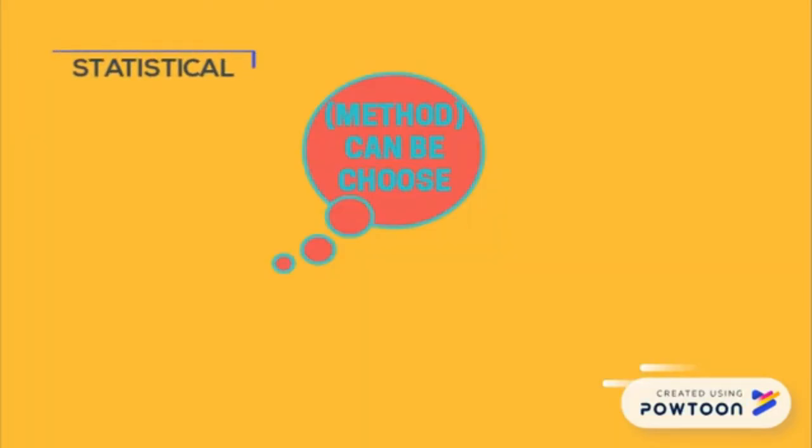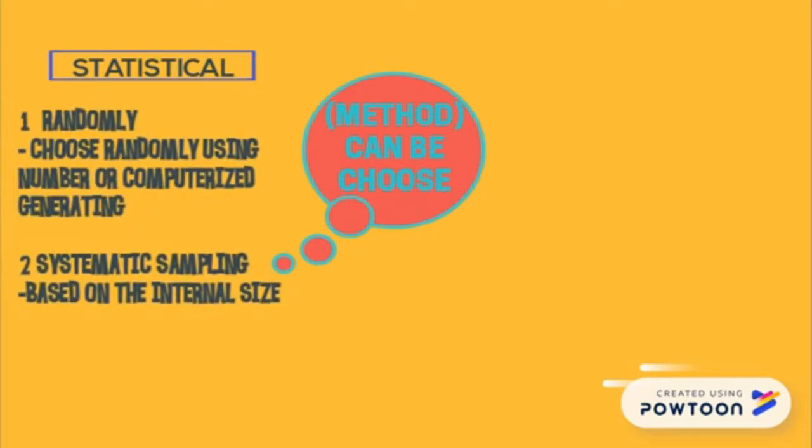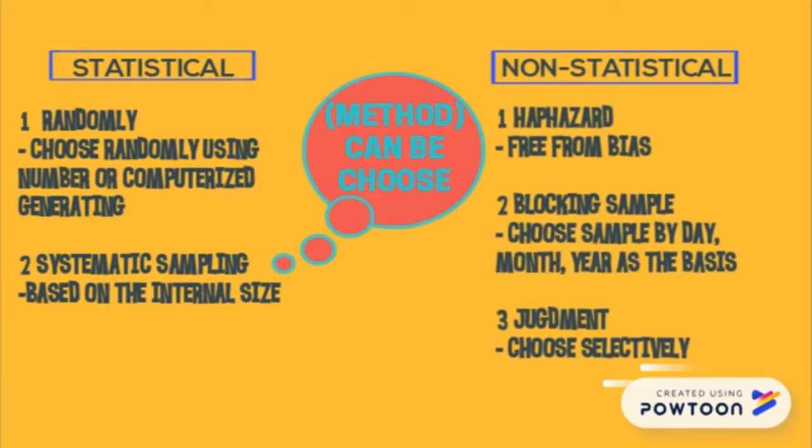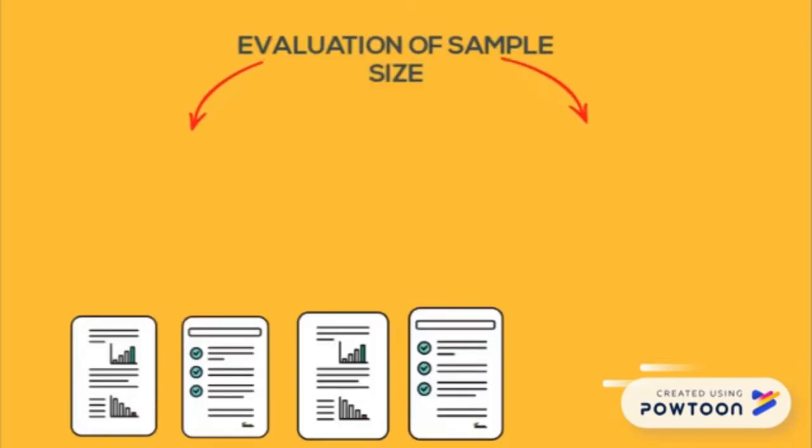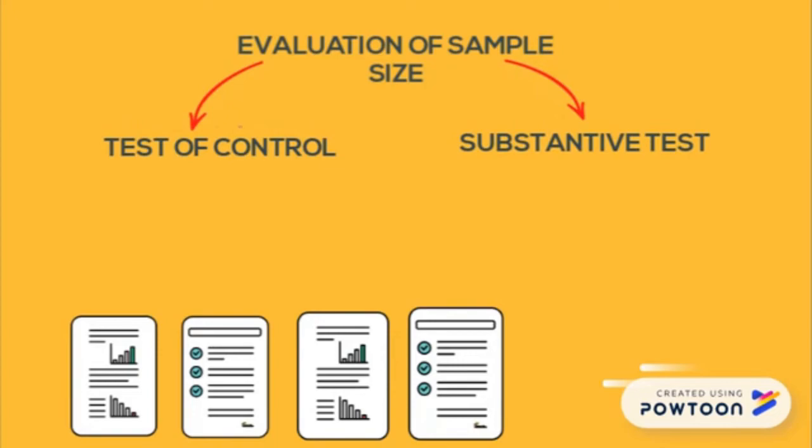Methods. For statistical we have 1. Random: choose using numbers or computerized. 2. Systematic: based on interval size. While for non-statistical: 1. Haphazard, free from bias. 2. Blocking: choose the sample by day, month, year as the basis. 3. Judgment: choose selectively. Evaluation of sample size are test of control and substantive test.